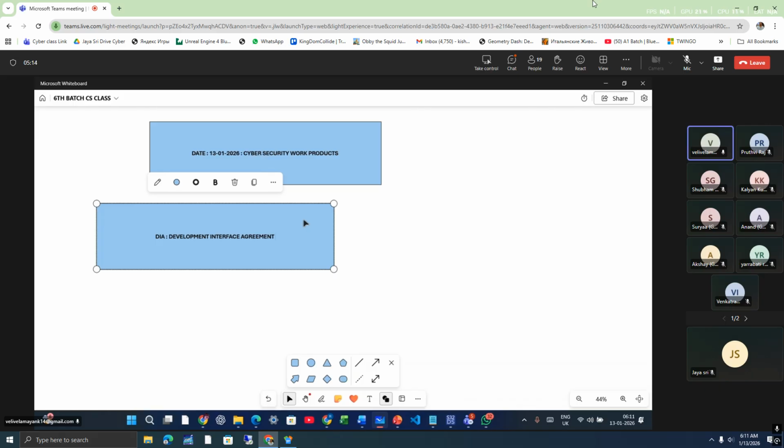These all work products we will handle like this model. For example, at RFQ time, some customers will submit the development interface agreement to your organization. Some people intentionally say that they don't have a DIA. What is your company DIA, they will ask. DIA is also a development interface agreement. Then next one is security planning.